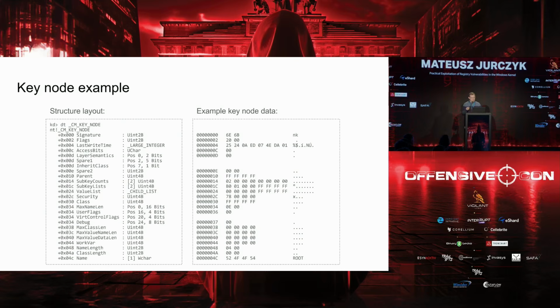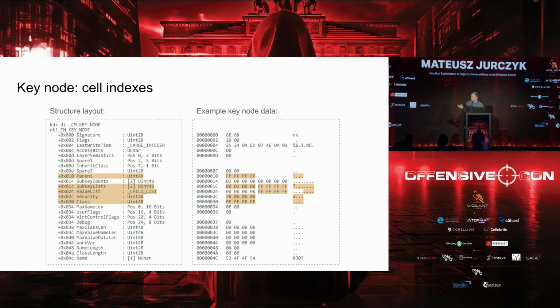Most of it, as you can see, is either all zeros or all ones, but there are a few interesting non-zero parts. So first of all, we have the signature equal to 2 bytes NK, which just means that it's a keynode. Then we have the flags of the key. We have the timestamp. We can see that this key has 2 subkeys, and there is a cell index to the subkey list. It also has a cell index to the security descriptor, and it has a name of root because this is a dump of a root key inside of a hive.